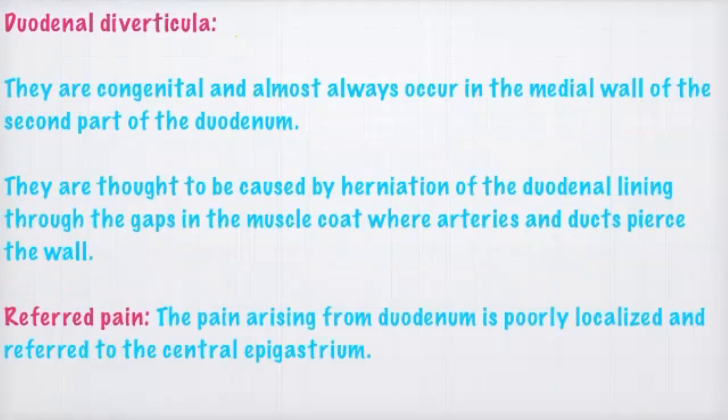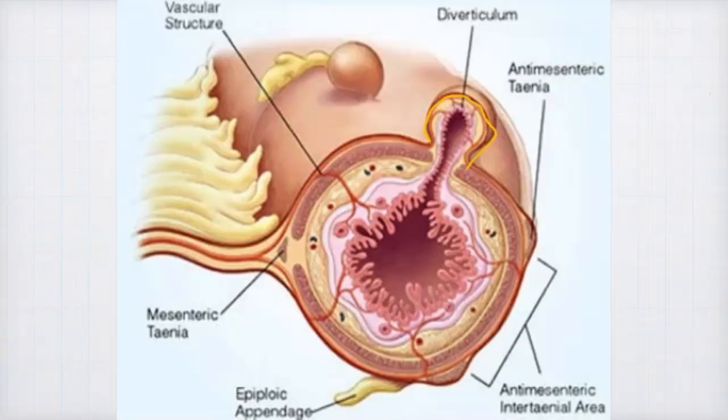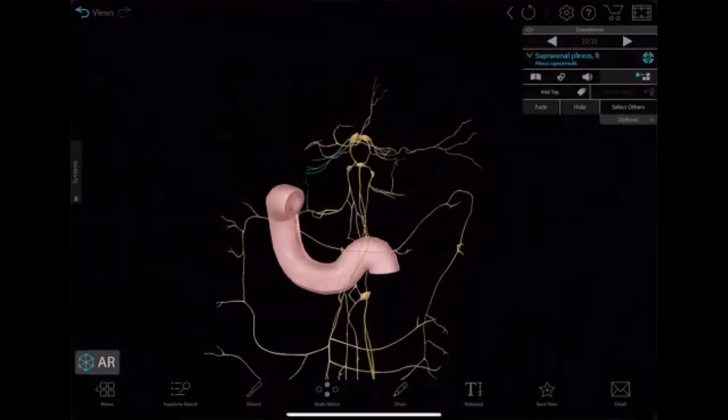Duodenal diverticula are congenital and almost always occur in the medial wall of the second part of the duodenum. They are thought to be caused by herniation of the duodenal lining through gaps in the muscle coat. See, this is the diverticulum because of the gap in the muscle coat. So that is regarding the duodenum.